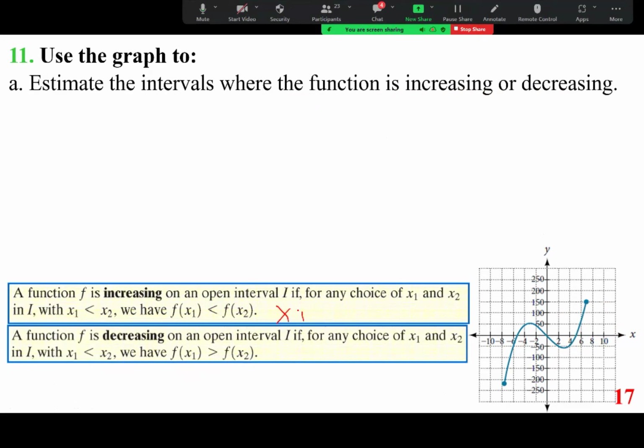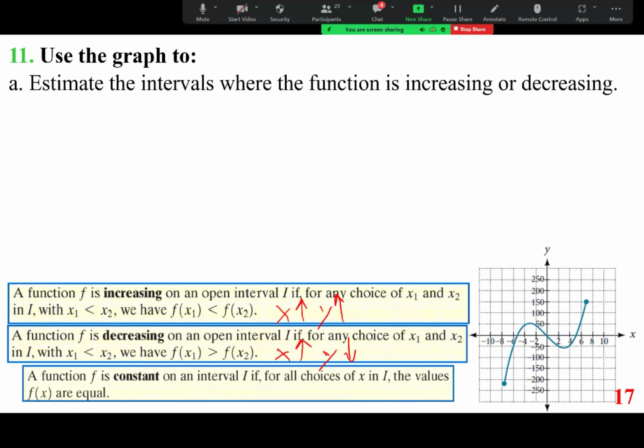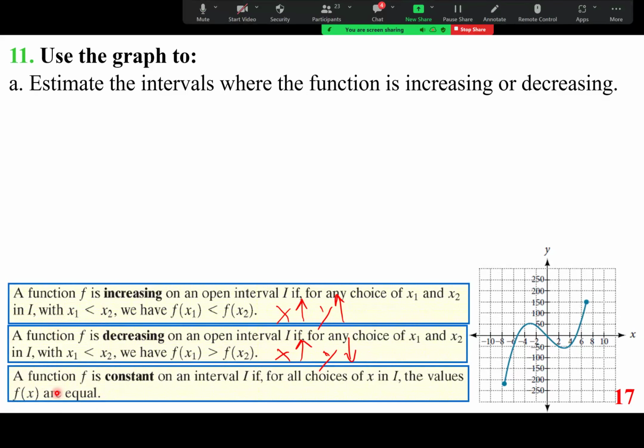In other words, in this case, x gets larger, y gets larger. In this case, when x gets larger, y gets smaller. That's the simplest way to think about it. And of course, a function is constant on an interval I if for all choices of x in the interval I, the values of f of x are equal. So we want to estimate the intervals where the function is increasing and decreasing. I hope you see increasing, decreasing, increasing.